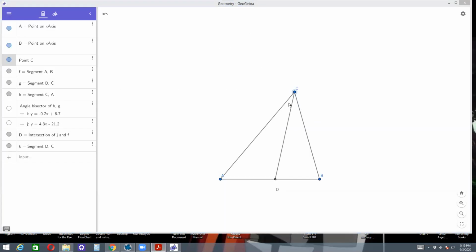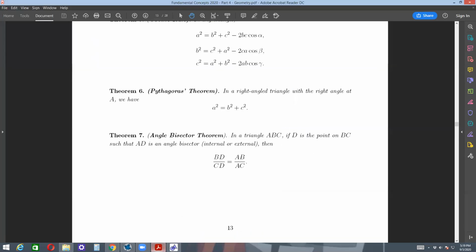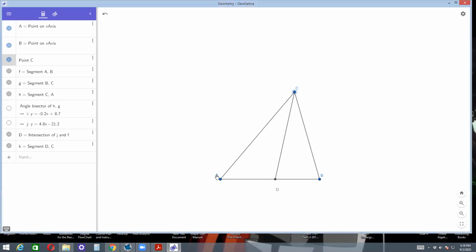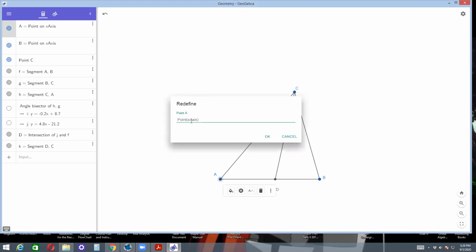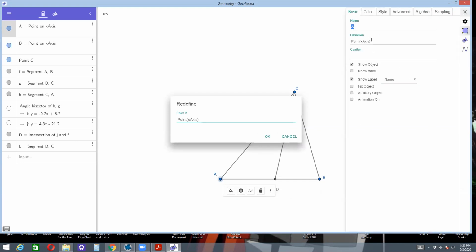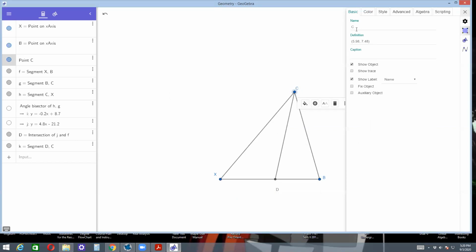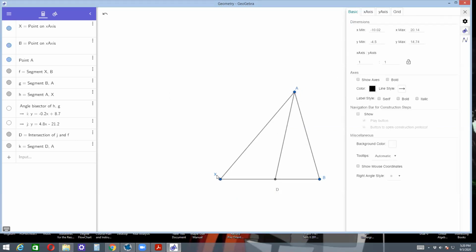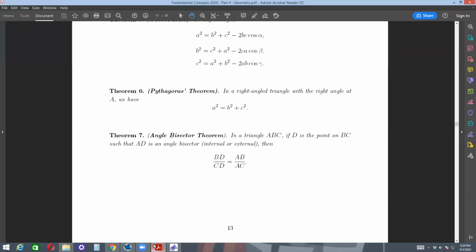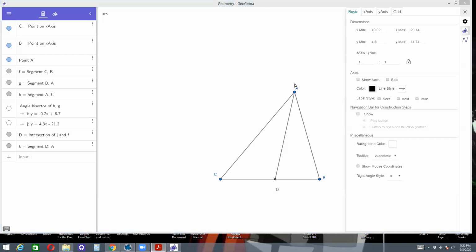bisector theorem says that if this is an angle bisector, if CD is an angle bisector, is it CD? Nope. I need to move these points around. So I need this to be, okay, that's better. All right, so I have a triangle ABC and D is on the side BC. All right, so AD is the angle bisector. Basically, it means that this angle here is equal to this angle.